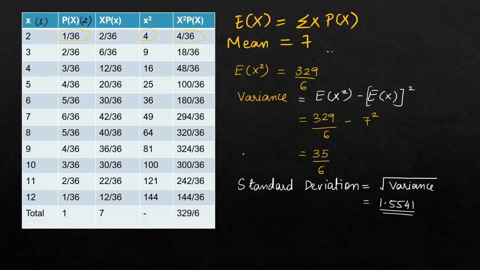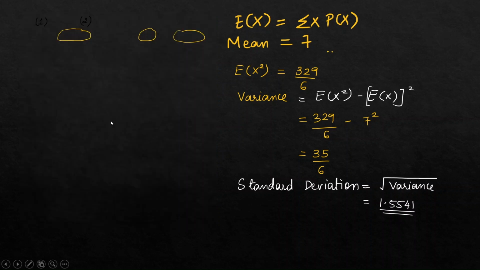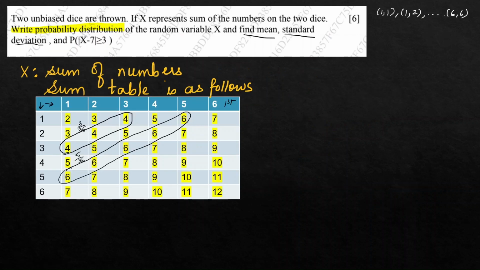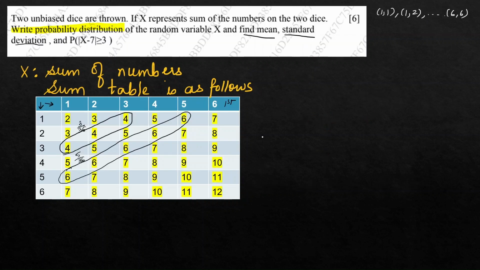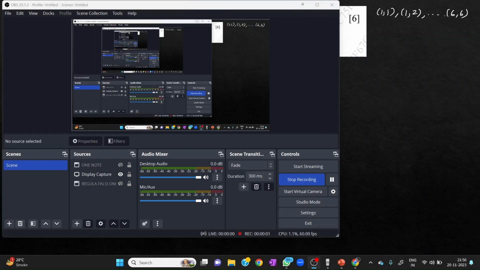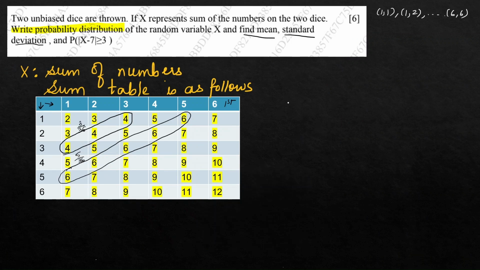Let's observe the question again. The question has asked for the standard deviation. In the question something else is also asked, the probability part. Because I don't have space here, I'll do it here and we'll use the table on the next page. Okay. In the question there is one more part asked, that is the probability of mod of x minus 7 greater than or equal to 3. I'll do it here itself because of space constraint.